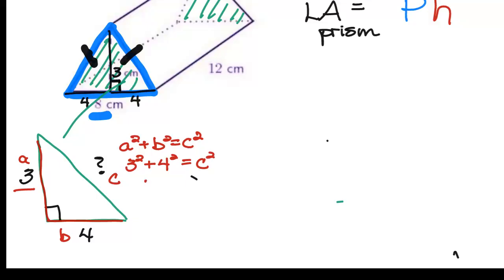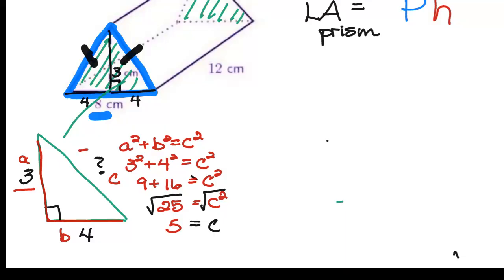3 squared is 9, plus 4 squared is 16. That is C squared. Add these two together. C squared is equal to 25. Take the square root. So C is 5.